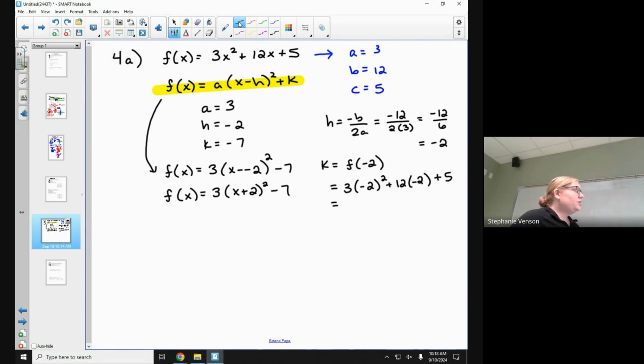No need for completing the square or any other fancy method. You just have to find a, h, and k with formulas that you already know, and then plug that a, h, and k back in.